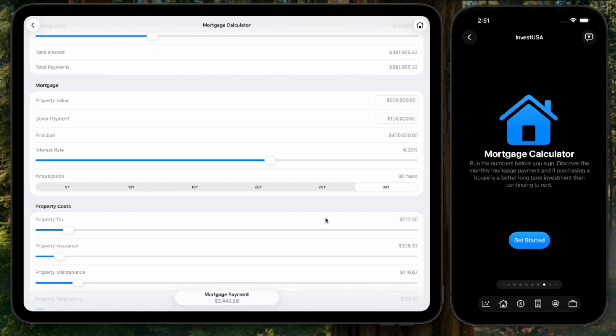Now let's look at some more of the inputs. The property value, this is when you're purchasing a new house, you're going to choose the property value. The down payment is also linked to a savings goal, so make sure you use the right number here, and it's going to automatically calculate your principal.